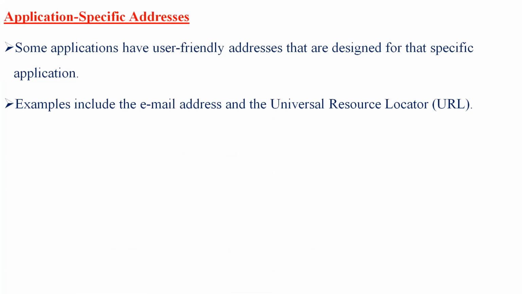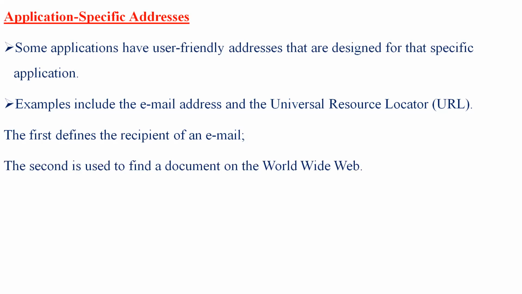Another one is a URL. The URL of any web page is an example of an application specific address. The first defines the recipient of an email; the second is used to find a document on the World Wide Web. So the email address is used to find the recipient of an email, whereas the URL is used to find a document on the World Wide Web. By using this URL, the Universal Resource Locator, we are going to find a document on the World Wide Web, or browse a document. We can get a document easily on a browser.